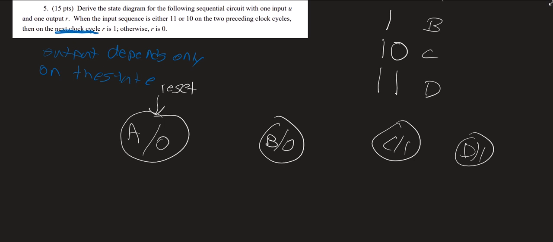Now, what you want to do here is go with each state and see what happens if I get a 0, and what happens if I get a 1? What state do I go to if I get a 0? What state do I go to if I get a 1? If I have a 0 and I get a 0, I'm right back where I started, and I could write this as U equals 0. If I had a 0 and then I get a 1, that brings me to state B.